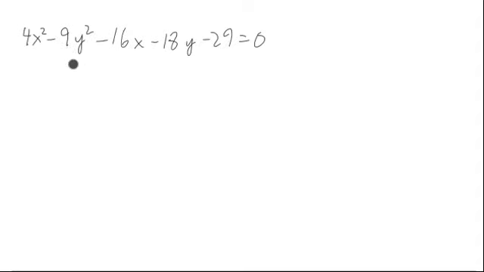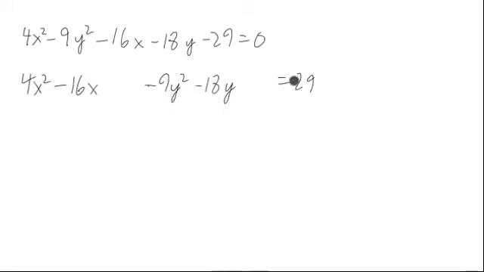Now, there are two basic methods of doing this, at least that I will illustrate. So let's get the x's together: 4x squared minus 16x, and then the y's together: negative 9y squared minus 18y, and put the 29 on the other side.